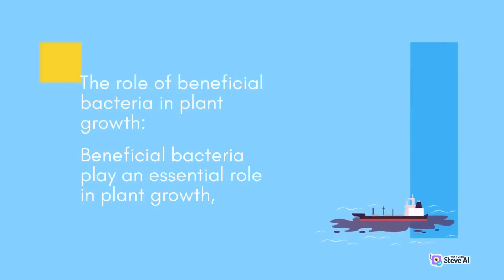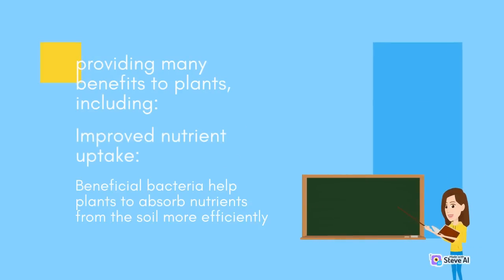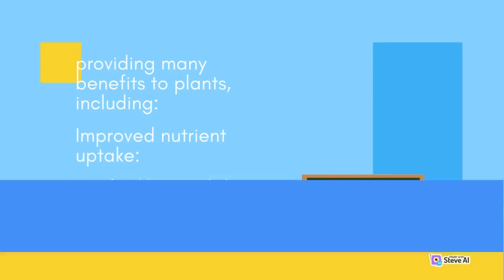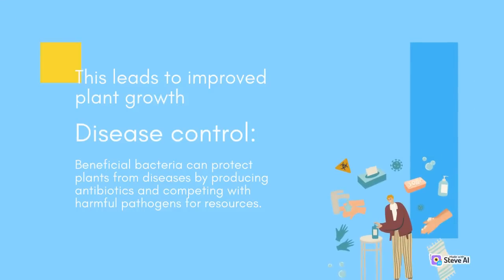The role of beneficial bacteria in plant growth. Beneficial bacteria play an essential role in plant growth, providing many benefits to plants, including improved nutrient uptake. Beneficial bacteria help plants to absorb nutrients from the soil more efficiently, by breaking down organic matter and solubilizing nutrients, such as phosphorus and nitrogen. This leads to improved plant growth.